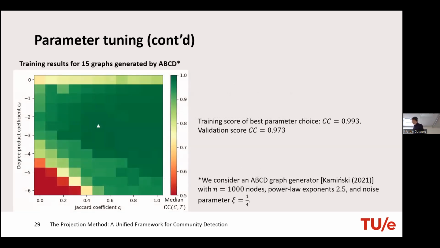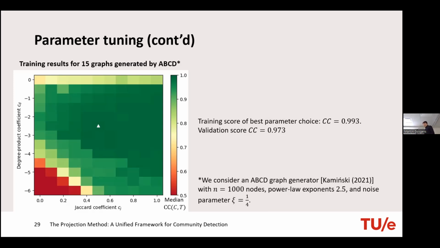And here you see some results. Here you have the value of the coefficient of the Jaccard vectors. And here you have the value of the coefficient of this degree correction term. And we see that this is the one that obtains the highest score, and it obtains a ridiculously high score on the training set. We use 15 graphs to generate this figure on the left.